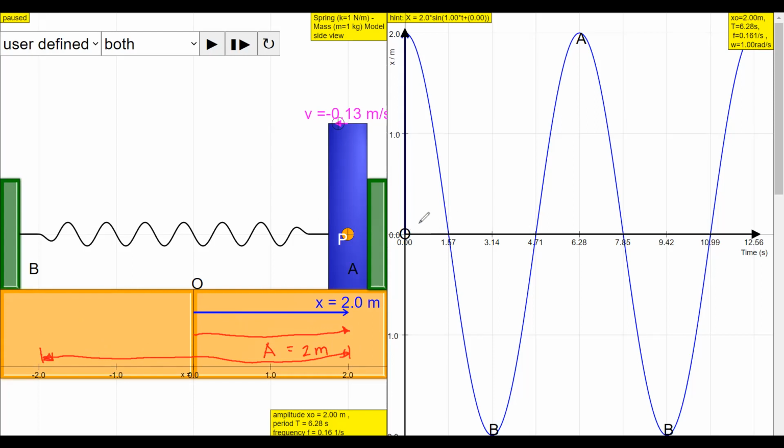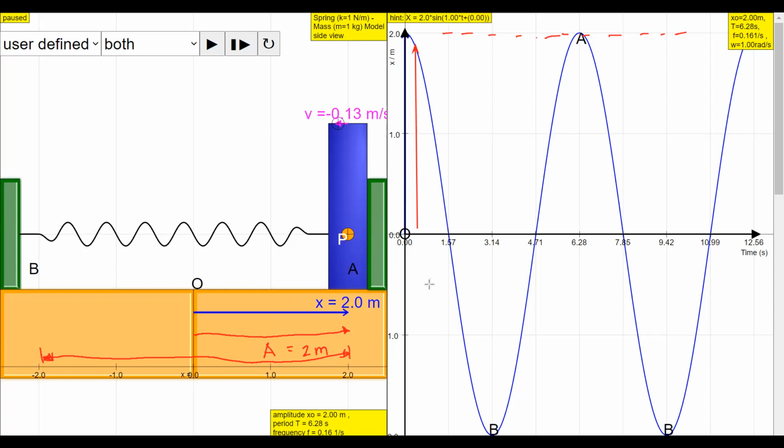In our graph, we can see that the amplitude is represented at the maximum height. Amplitude always has a positive value. We have no negative value for an amplitude, so it's always an absolute value. Okay, next, let's have the period.